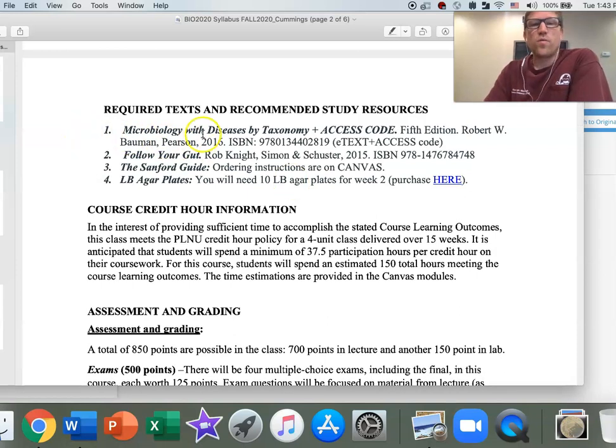All right, so what's required? This Bowman textbook with an access code, whether you buy it as an e-text that already comes with Mastering Micro or as a hard copy and then purchase the access code separately. Either way is fine with me. Follow Your Gut by Rob Knight, the Sanford Guide. The ordering instructions are on Canvas. You'll need that by, I believe, the 1st of October, I've forgotten now. It's an app. You can download it to your laptop, to your tablet, to your smartphone, or all three.